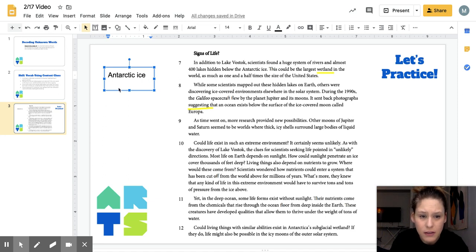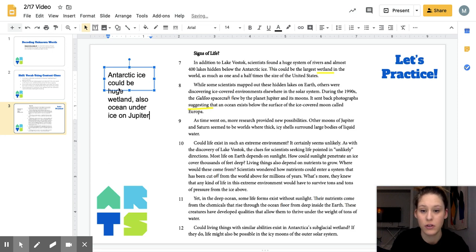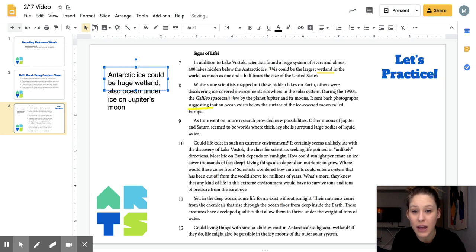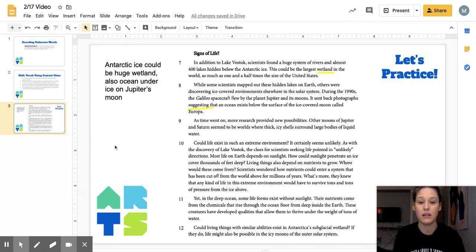Awesome, scientists mapped a could-be huge wetland. Also, an ocean under surface ice on Jupiter's moon. So this is just my quick way of gisting these two paragraphs, right? Just a little sentence. I kept it big text so that you could read it. Let's keep going.